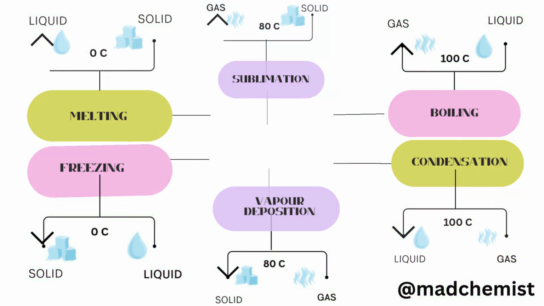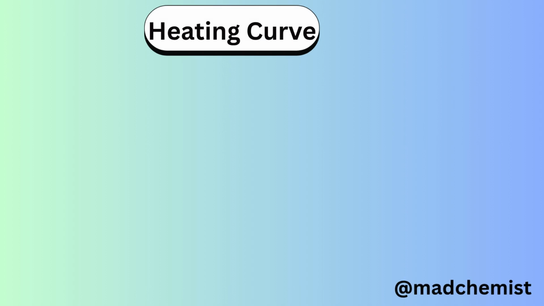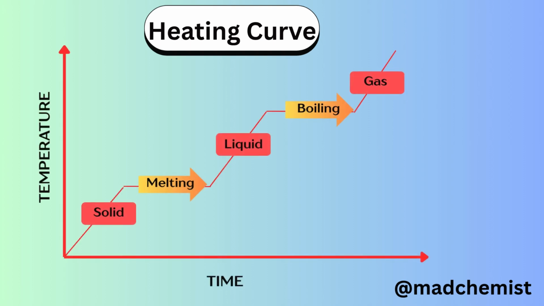Now let's move to the curves that explain these phase changes in terms of graphs, the heating curves. So this is the graph in which we mark temperature on one side and time on the other side. As the temperature increases, the solid starts melting and converts into liquid. And as the temperature increases, the liquid starts boiling and converts into gaseous phase.